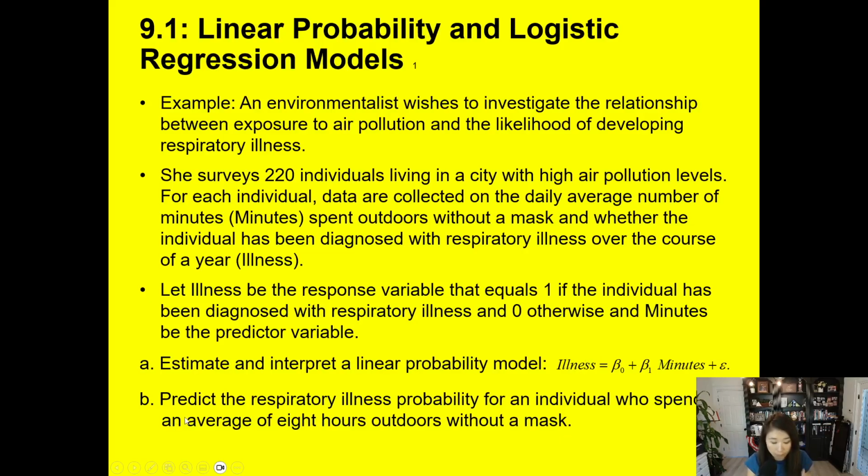Then the second question is, predict the respiratory illness probability for an individual who spent an average of 8 hours. It's 8 hours, so you need to convert 8 hours to minutes before you plug into this equation. Let's look at the answer together. The main goal here is, again, to show you the similarity between the linear probability model and what we already learned. Second is to show you the weakness of this model, and then you will know why we need to use the logistic regression model in this situation. Why logistic regression models are better than the linear probability regression model.